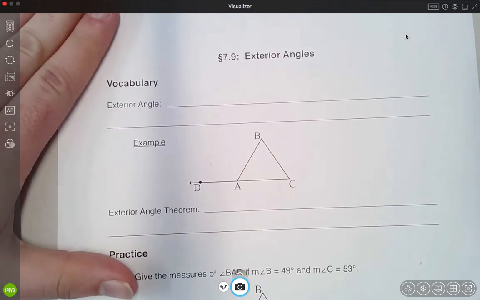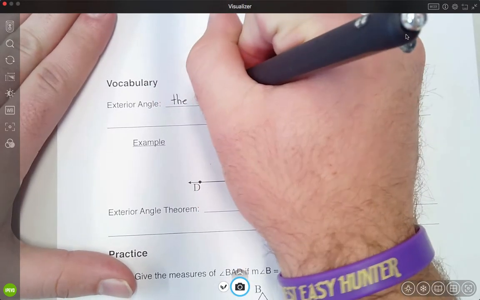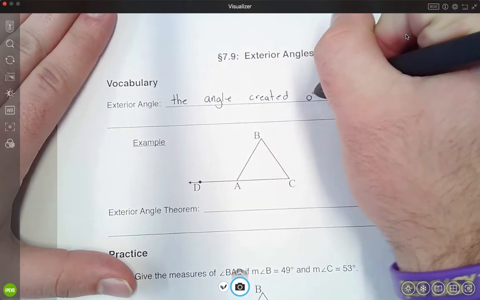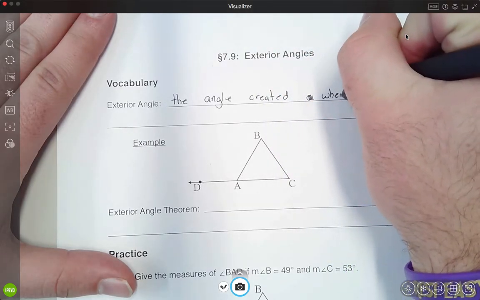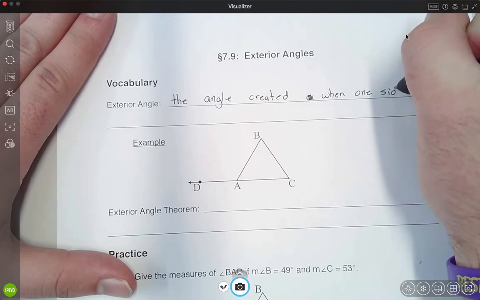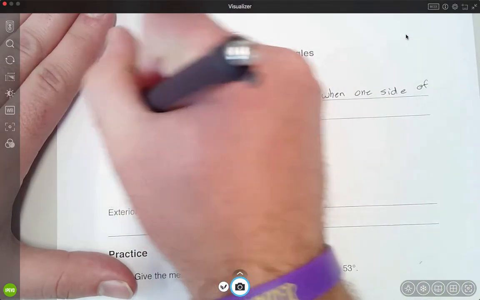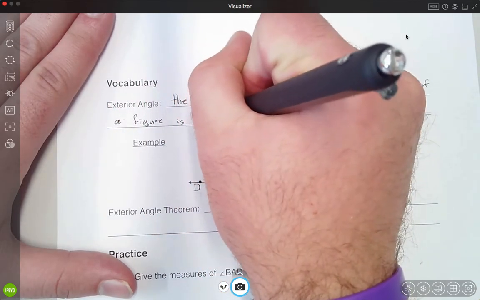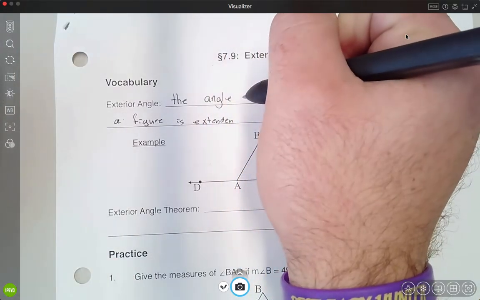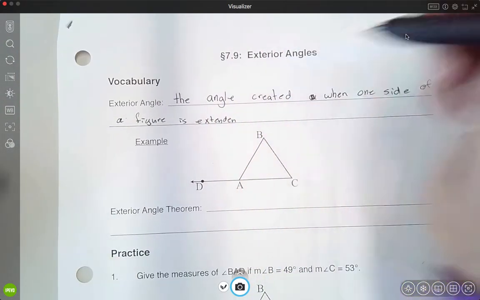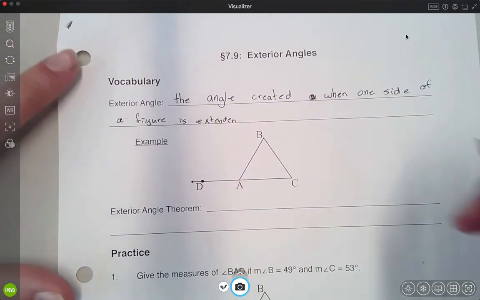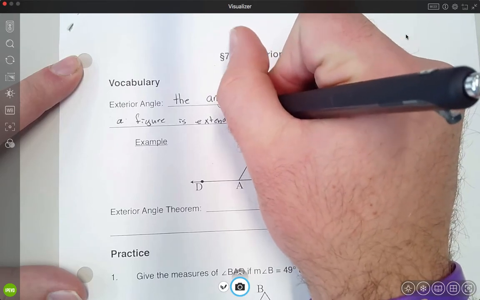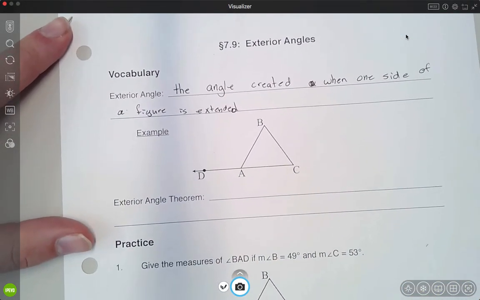So an exterior angle, if we just get a definition here, is going to be an angle created when one side of a figure is extended. So it is extended. Sorry. Okay, so we're extending a side.